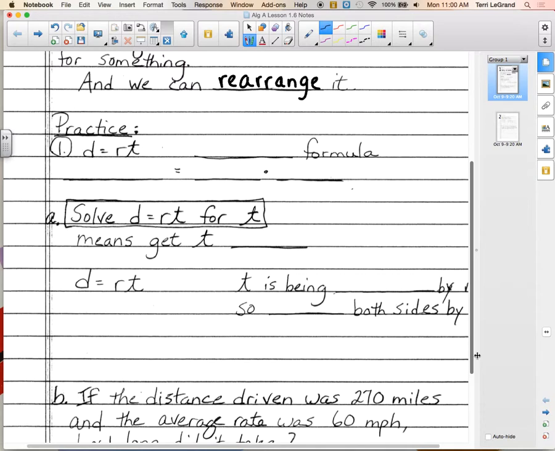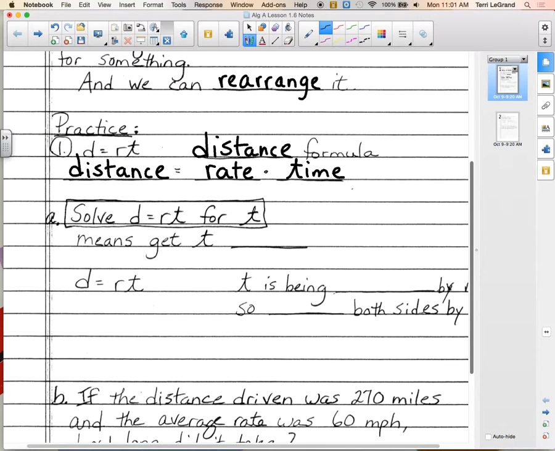Okay, let's just fill in the blanks here. This is the distance formula. And it's a very common formula. We got to learn it. D equals R times T is the distance formula. Little d stands for distance, how far. Little r stands for rate, how fast. And little t stands for time, or in other words, how long. All those play a factor.